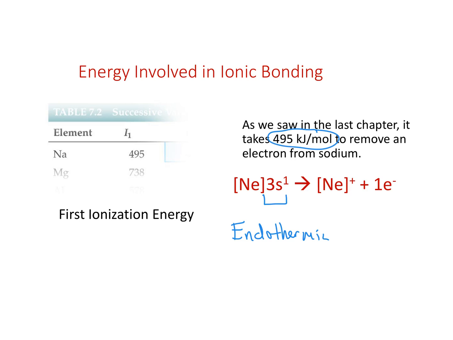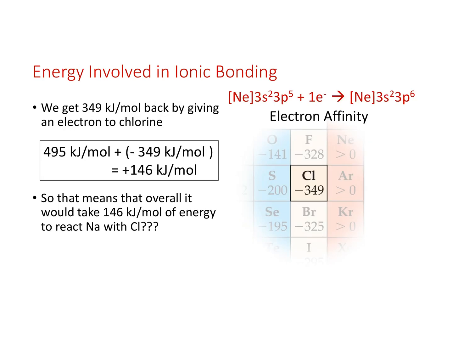Let's take a look at the next step. The next step is my electron affinity. So when I give chlorine that electron that I took from sodium, here's the energy released. I'm going to release 349 kilojoules. So this is exothermic. The electron affinity, that is exothermic.